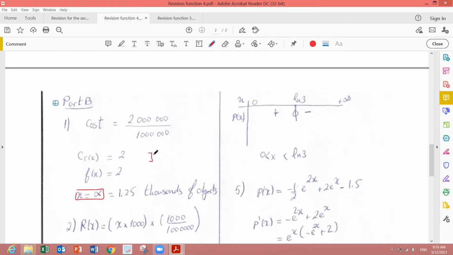The alpha is given between 1.2 and 1.3. If alpha is not given, I can take it as the midpoint. To find the midpoint, I add 1.2 plus 1.3 and I divide it by 2, I get 1.25.